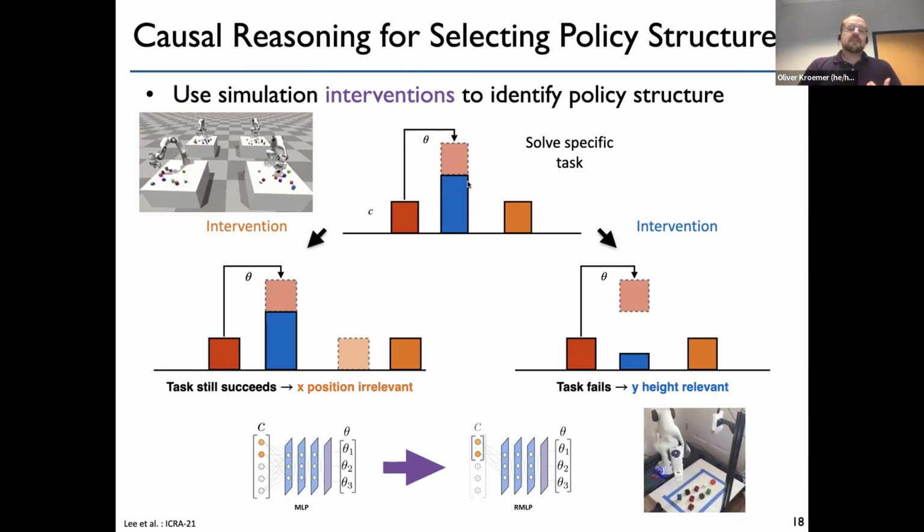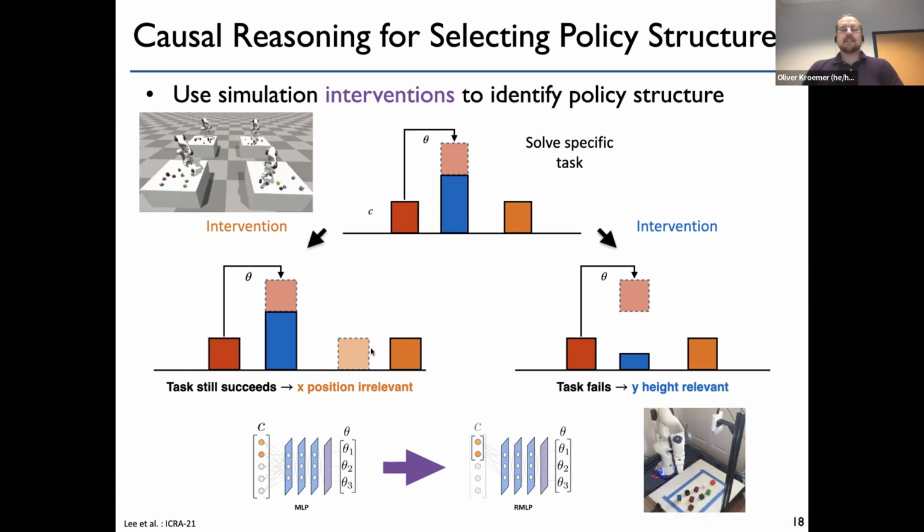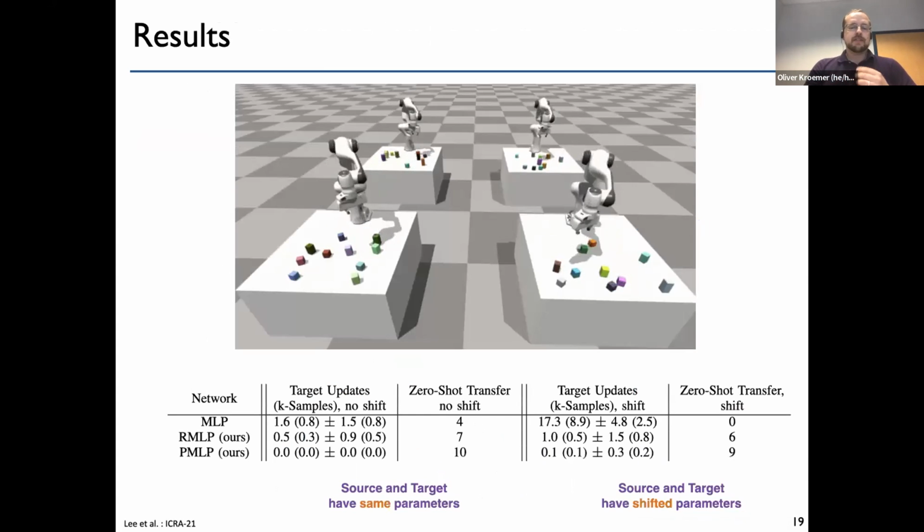And once we have that solution, we can start applying interventions. So for example, here we have a block stacking task. If we try to move the orange block, then this task is still going to succeed. But if we change the height of the blue block, then it's going to fail at that point. That gives us an indication that the height of this blue block is very relevant, whereas the position of the orange block is irrelevant. And by doing this for all the different parameters, we can quickly narrow down the set of context variables that are actually relevant, and then learn the skill for performing the placing using that.